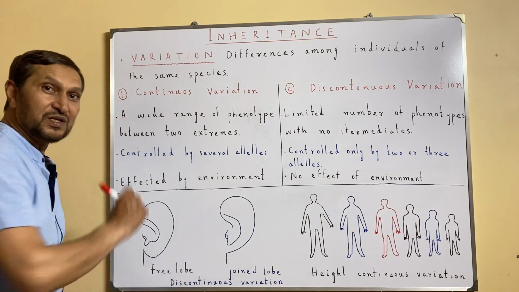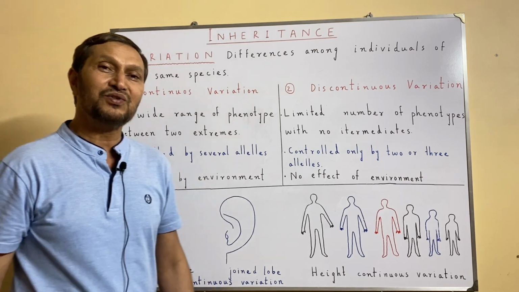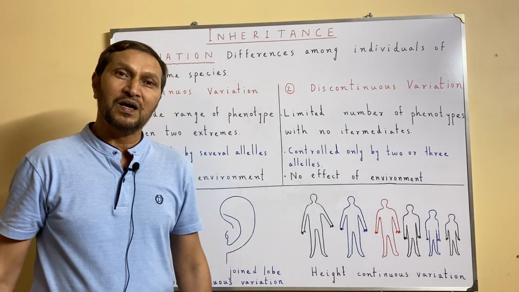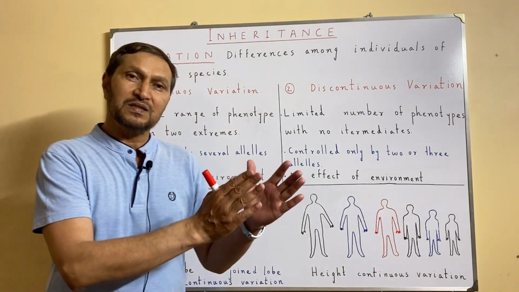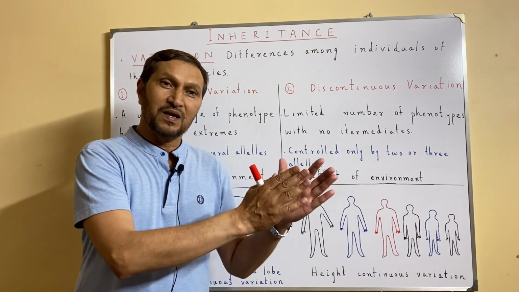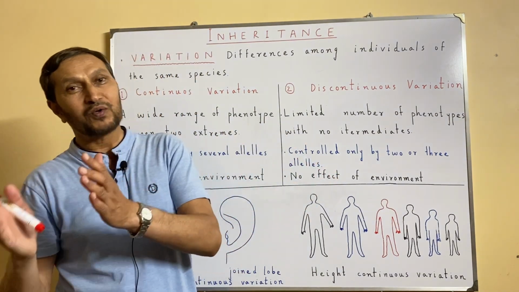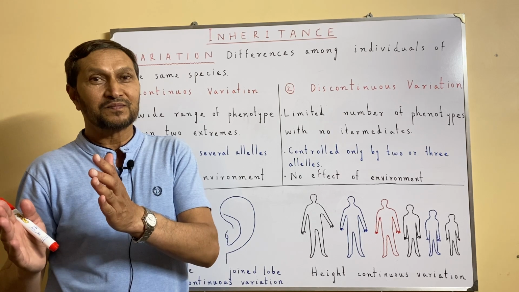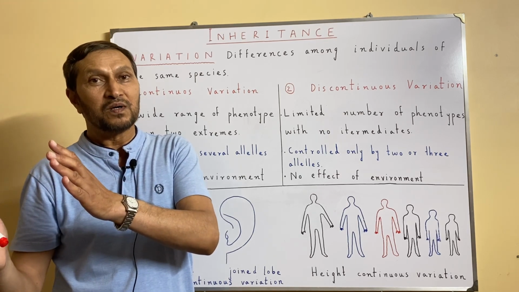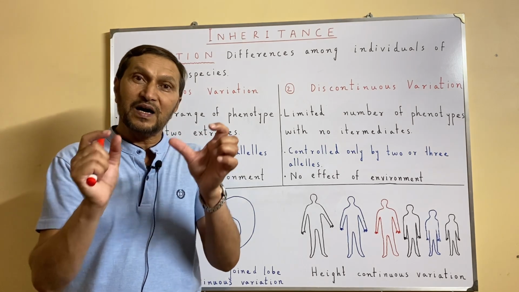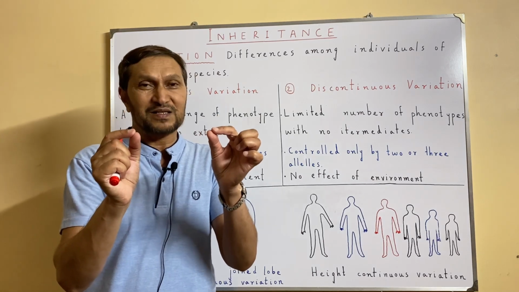Another example of discontinuous variation is blood group. For example, some persons may have blood group A, the others have blood group B or blood group O. So there are discrete and distinct classes.